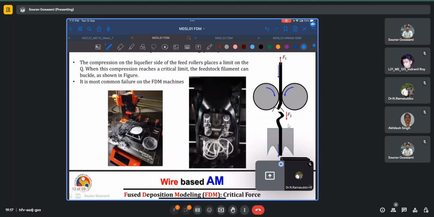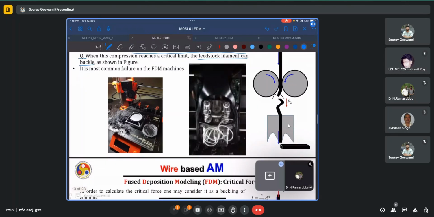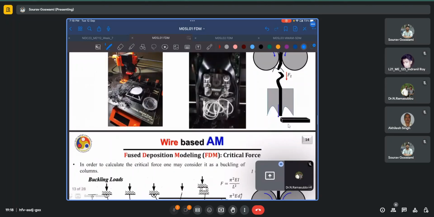It is the compression on the liquefier side of the feed rollers which places a limit on Q, the volumetric flow rate. Once this critical limit is exceeded, the feedstock filament may buckle, just like any structural member. This buckling will lead to a discontinuity in the flow, or jamming, and your print will get interrupted. Also, the machine might get jammed, or with too much pressure you might end up damaging the rollers if your feedstock material is hard.